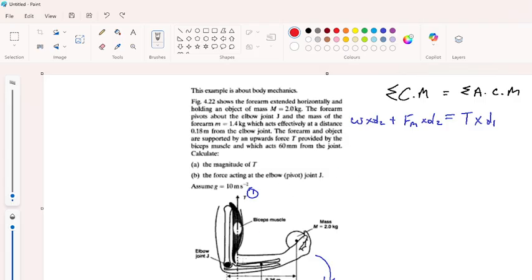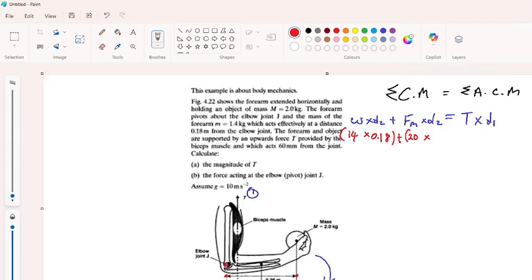The weight. So we know that the mass of the arm is 1.4, so the weight is going to be 14 newtons. The distance is always from the ball joint. So it's going to be the distance from here to here, and that's 0.18. Plus the mass of the ball is 2, therefore it is going to have a 20 newton force, times the distance to the ball joint. Some silly students might take the distance from here to here.